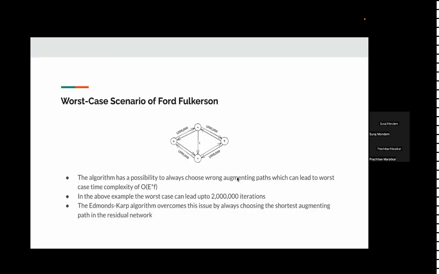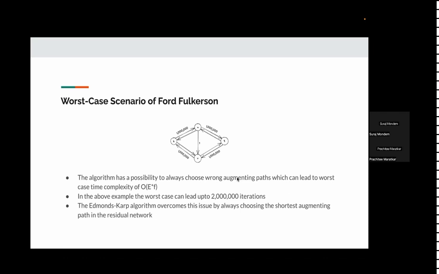The Edmonds-Karp algorithm is a variant of the Ford-Fulkerson algorithm that was proposed by Edmonds and Karp in 1972. The Ford-Fulkerson algorithm works by finding the augmenting paths in the residual network, but it can be very slow if it chooses the wrong augmenting paths. As shown in the example, if the algorithm always augments through the edge from u to v, it would take 2 million steps for the algorithm to finish in the worst case.